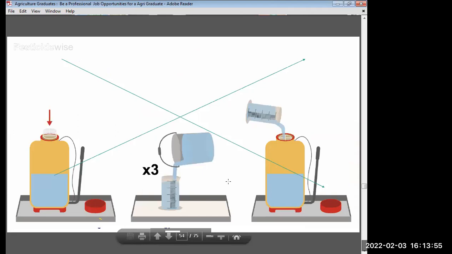Next. This is also wrong. Here they add the pesticide in a small container, mix it, and pour it into the sprayer. It is also wrong. We must use a plastic bucket appropriate for the sprayer. Some sprayers may have 16 liter capacity, some sprayers may be of 10 liter capacity, likewise.